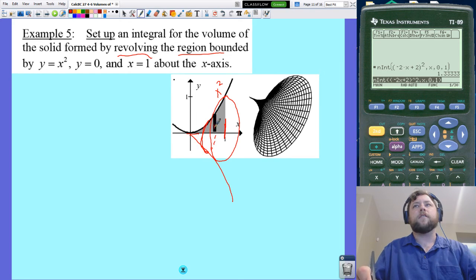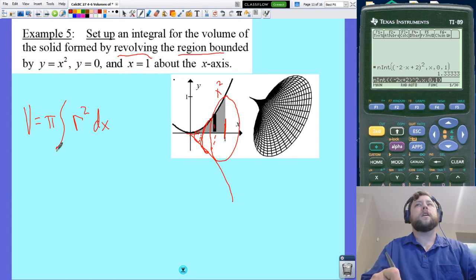It's going to form this cone that just spreads out. So what would that integral look like? Well, you know that the volume is going to be pi times an integral from what to what of r squared dx. The integral is going to go from 0 to 1, because those are my leftmost to rightmost x values. And what's the radius going to be?